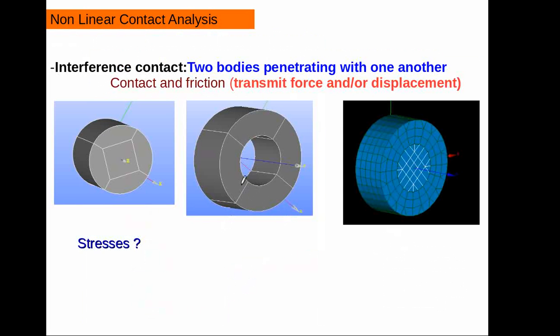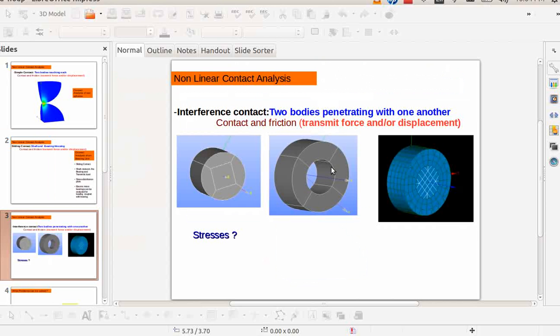Third type is interference contact. In this type, two bodies are penetrating one another and these bodies have contact pressure. The most easy example of this is an interference fit or a shrink fit, wherein the shaft is of larger diameter, the hub is of smaller diameter, the hub is fitted over the shaft, and then there is a contact pressure in between these two. Now this can be analyzed by a contact problem. This also involves friction. Let us go on and see in a little detail how this analysis can be done.